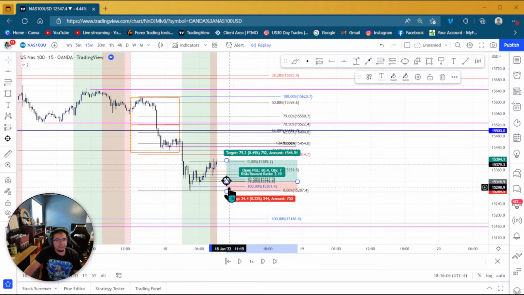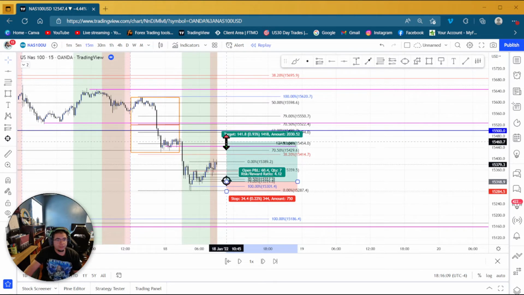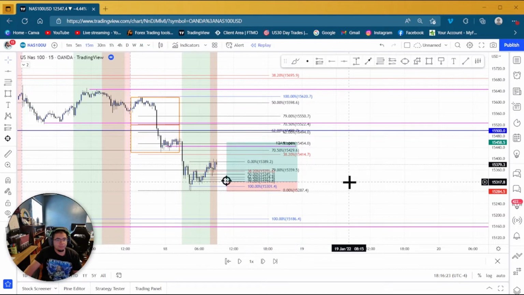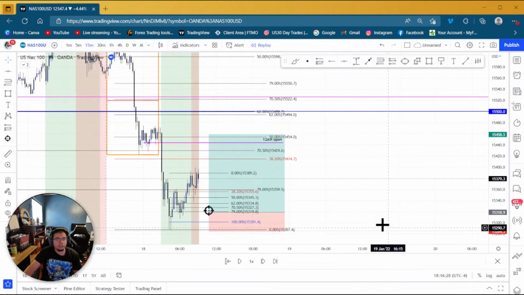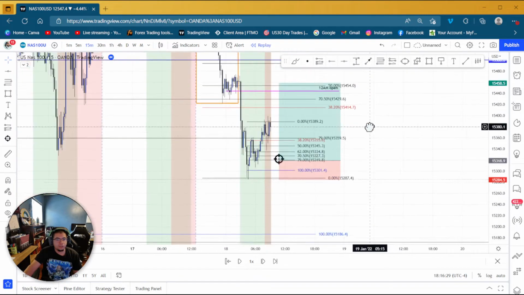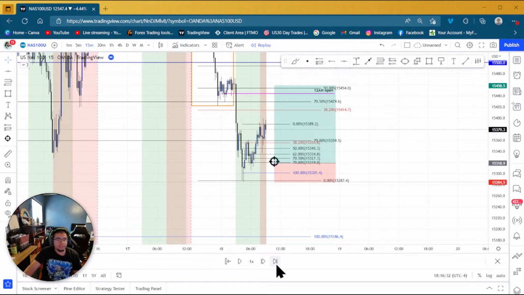So if price gets down here, I'm going to be risking 35 pips to the 12 a.m. open, and that's a safe area to get out. This is a 1 to 4 essentially right here. Move, and this might just be the retracement for the move lower, okay, guys? So let's see how this plays out.